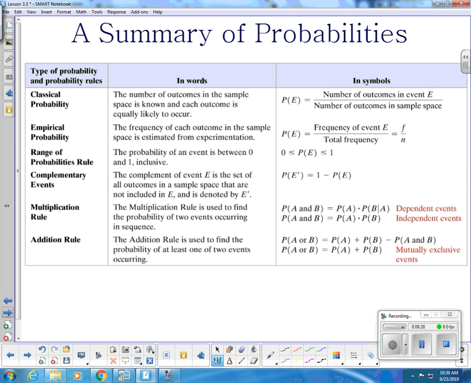There's a summary of probabilities for you. This is what we went over the last few days. Classical probability is just your basic rolling a die, what should happen. Empirical means you already did an experiment, you have data collected, and you're going off of that. Range of probabilities between 0 and 1, inclusive. Complementary events is 1 minus the probability of the event. Multiplication rules, what we did last week, it's the and. You multiply the two probabilities together. And addition rules, what we did today. You should have those kind of in your head.